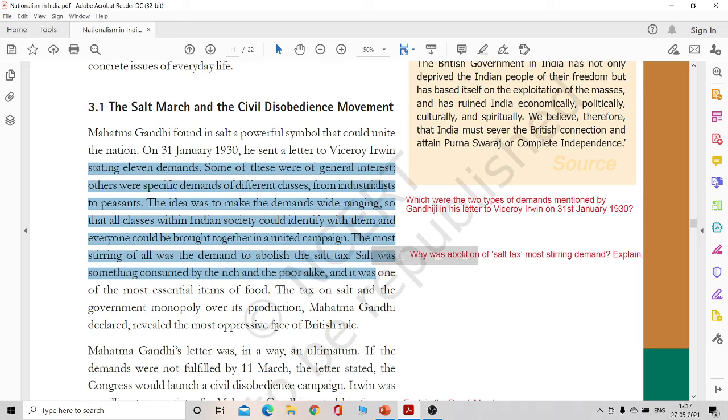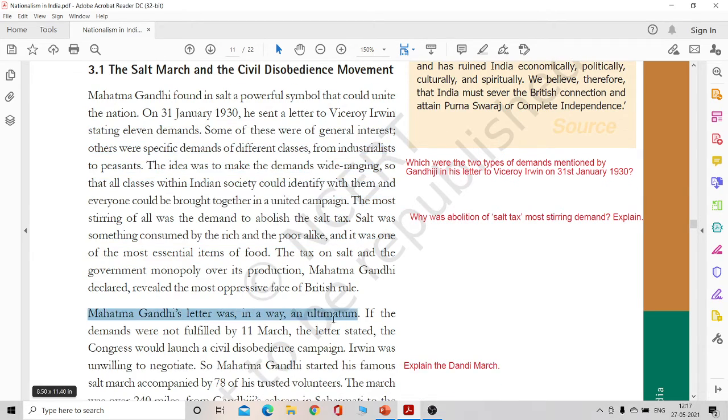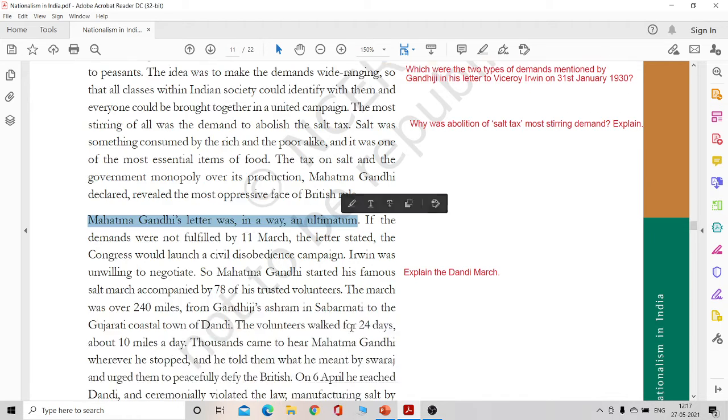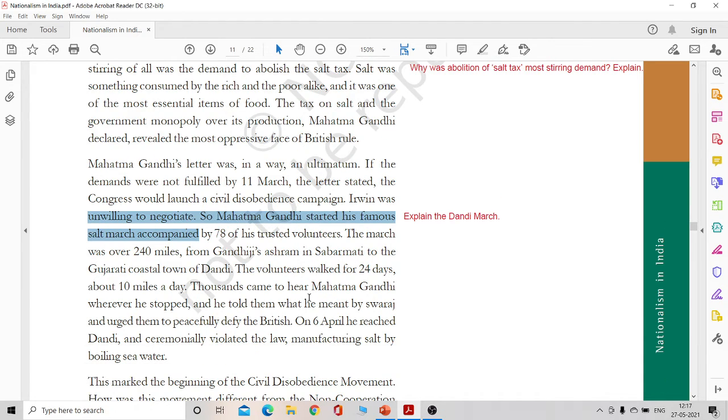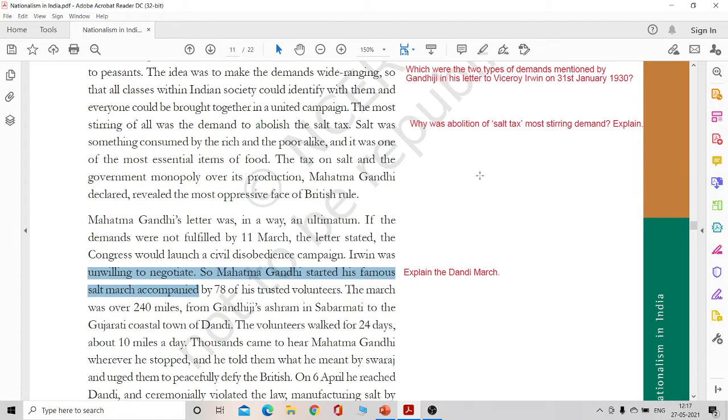And the other was that India should be given freedom. So Mahatma Gandhi's letter was in a way an ultimatum, right? However, Irwin was unwilling to negotiate, right? And this is what led to the Dandi March, right?